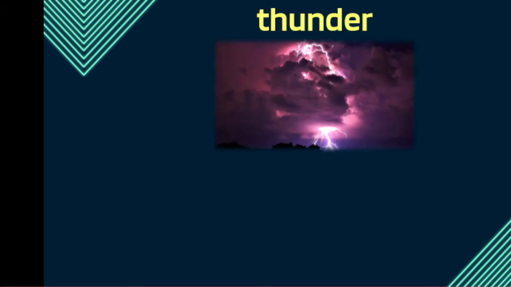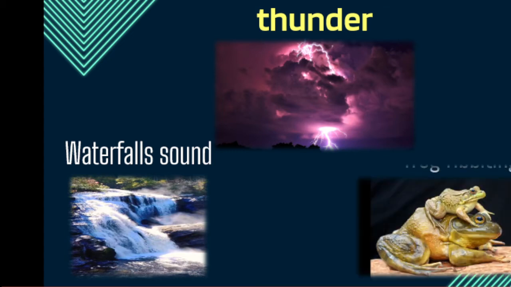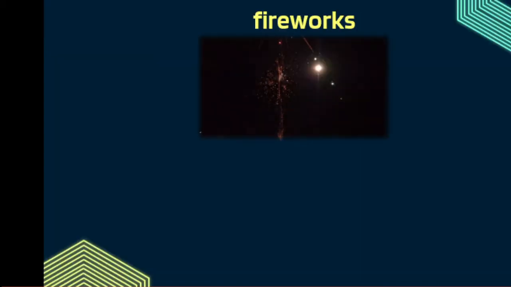Next, okay, we are ready. Man-made or natural? Natural. That is a thunder. Another example. A waterfall sound is? Natural sound. Very good. This one. Natural sound. Okay, Nat said it's a natural sound. It's frog ribbiting. The sound of the frog is called ribbit. Frog ribbiting.